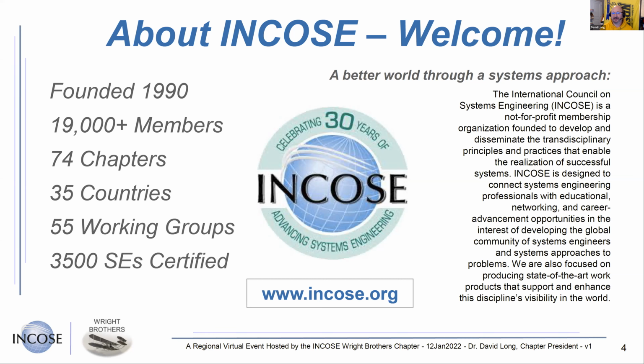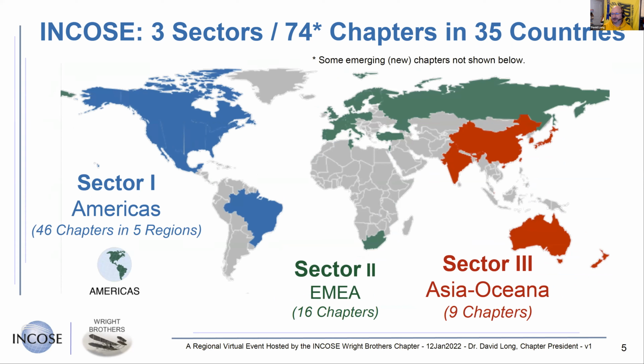Those chapters, like I said, are all over the world. We have them broken into 3 sectors. The first sector is the Americas, and you can see that we've got 46 of those chapters, broken into regions. Sector 2 is the green area on the chart, with 16 chapters across those areas. And then sector 3, if you're in China or India or Australia, you can be in sector 3.